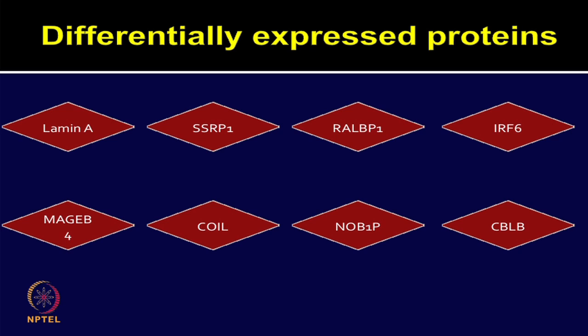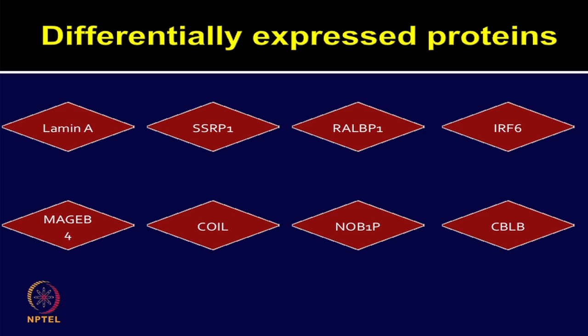Based on this study, authors were able to identify several differentially expressed proteins which included lamin A, one of the nuclear membrane organization proteins; structure specific recognition protein SSRP1, which is involved in the regulation of transcription; RAL binding protein, which is important in transportation; IRF6, which is crucial for transcription regulation; MEGEB4, reported as a cancer biomarker; coil, which is found in the nuclear coiled body, although its function is unknown; NOB1P, which is an adenocarcinoma antigen, the function of which is unknown; and CBLB, which is involved in signal transduction.